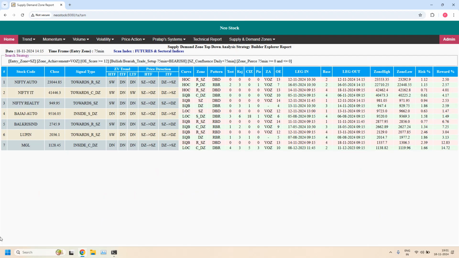So these 7 stocks are high probability setup supported stocks because the entry time frame 75 minute supply zone is part of the daily supply zone. And daily trend is down. If any of these daily zones are having daily EMA confluence, they are even more high probability setup supported stocks. So let's verify.